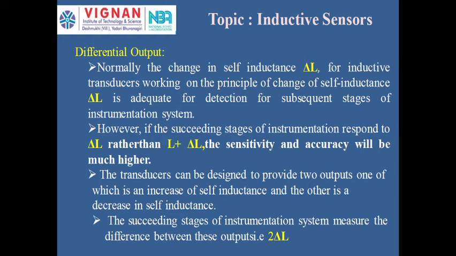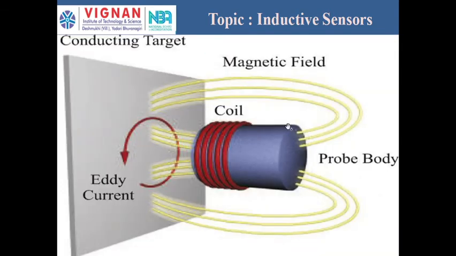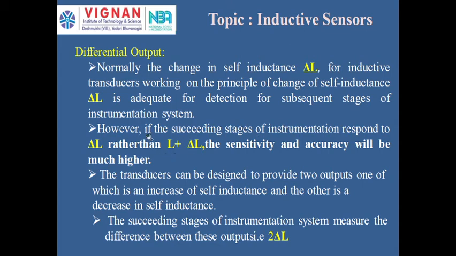But however, in the previous case we are able to measure L plus delta L. If the next stages of instrumentation respond only to the change in inductance delta L rather than L plus delta L, the sensitivity and accuracy will be much higher. The sensitivity of the transducer and accuracy will be improved if you are able to measure only small changes in inductance rather than total inductance L plus delta L.